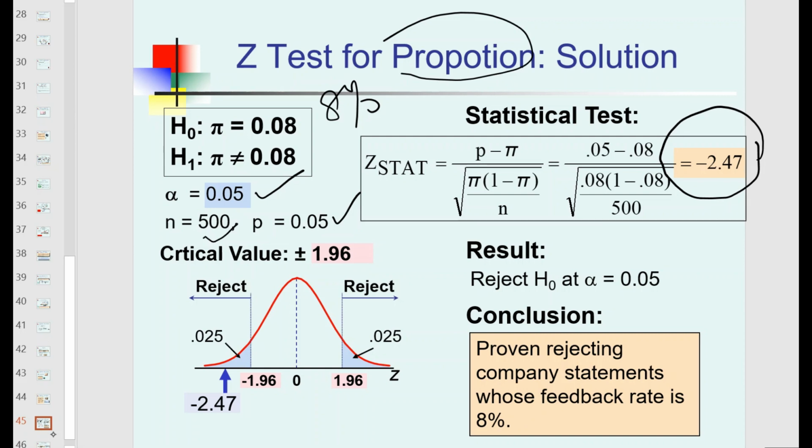Okay, and of course you need your critical value here, but you know that you're using Z, right? So you need to refer to what? To the alpha divided by 2 area, on the negative and positive side. So you get alpha equals 0.05 divided by 2 here and divided by 2 here. So you'll be getting negative 1.96 and positive 1.96 here. Now, what you get from your calculation is negative 2.47. So it falls into this area, which is what? The rejection area. So you reject H null at alpha equal to 0.05, proving the rejection of the company's statement that its feedback rate is 8%.